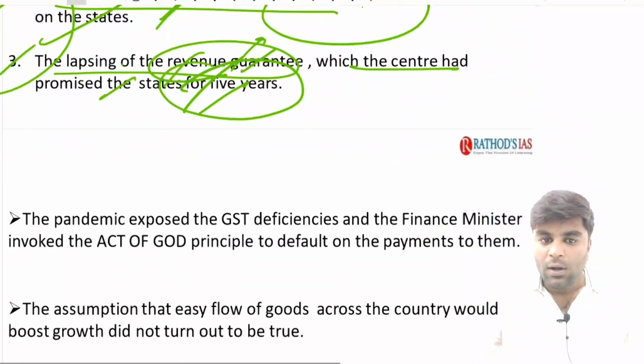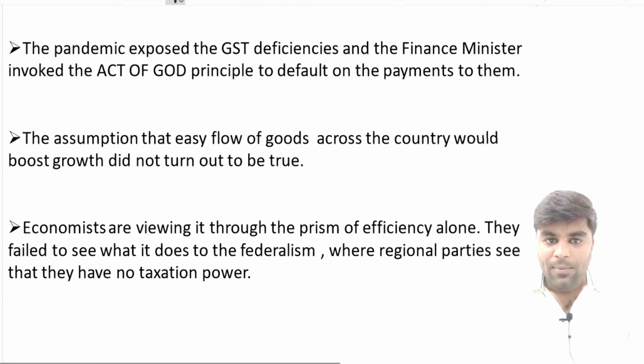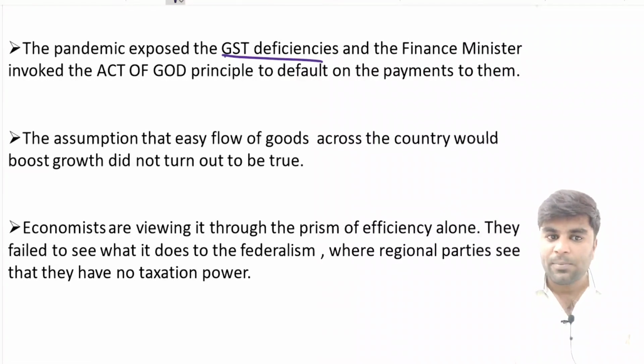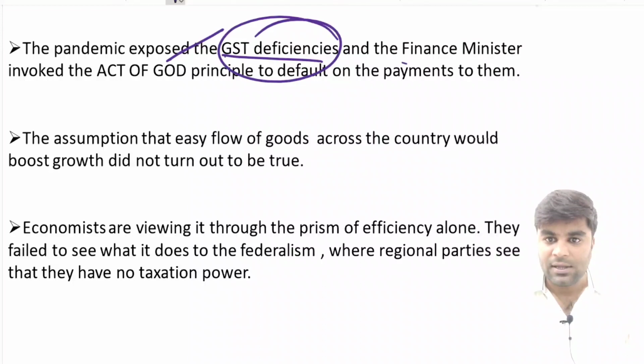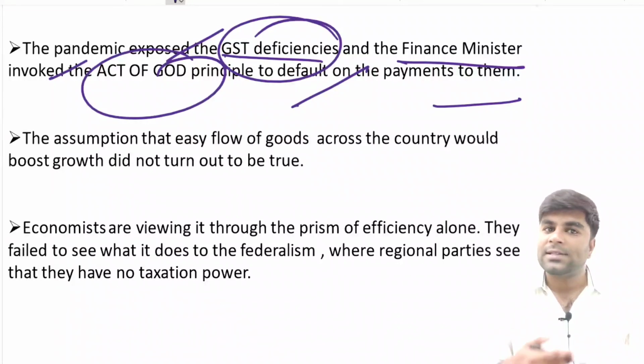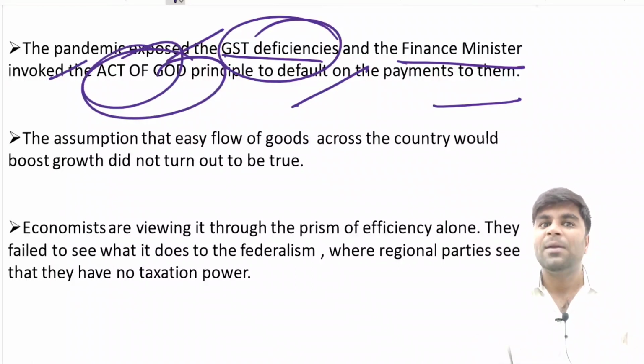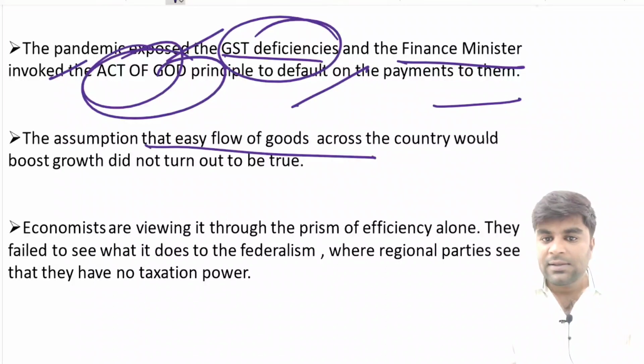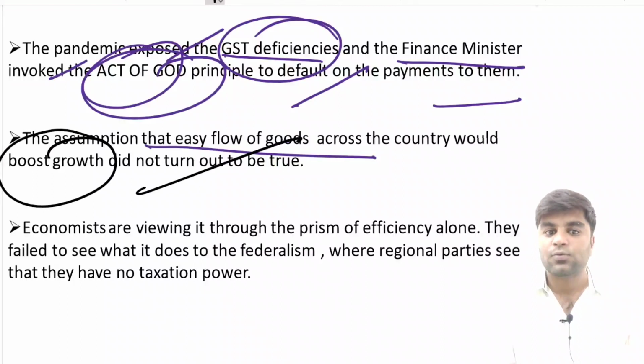See, now what the author is suggesting: the pandemic has exposed the GST deficiencies. The finance minister invoked the act of God principle to default on the payments, which simply means due to the COVID-19 pandemic, the cess is not collected, so we cannot pay the GST compensation to the level we are expecting. But fortunately, with the delay, they got that compensation, but initially, with the act of God, the payments got delayed. The assumption that the easy flow of goods across the country with the implementation of the GST, which would boost the growth, did not work out to be true.